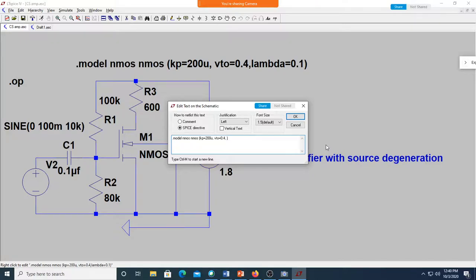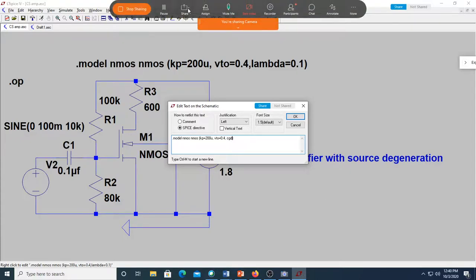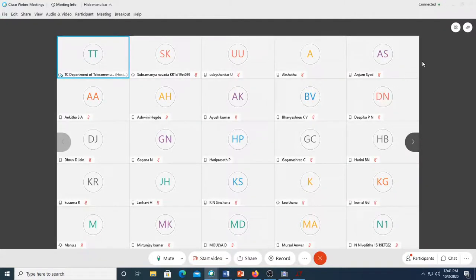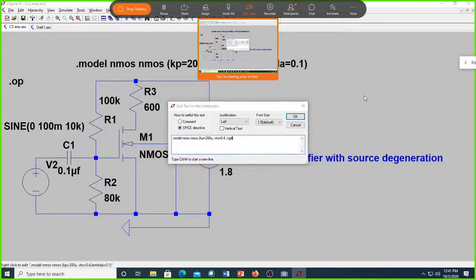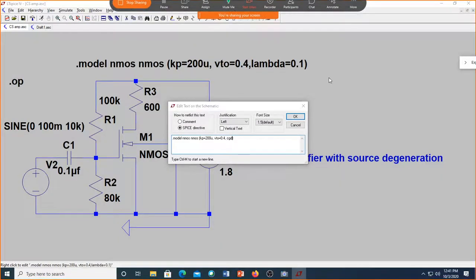See, we have said that CGDO and CGSO, those have to be specified here. By default, they were 0. Now I need to specify them. Let me say it as CGDO. So the screen is blank. Wait, I'll make it visible. I'll share it. It's fine, no? Okay, now you can see.